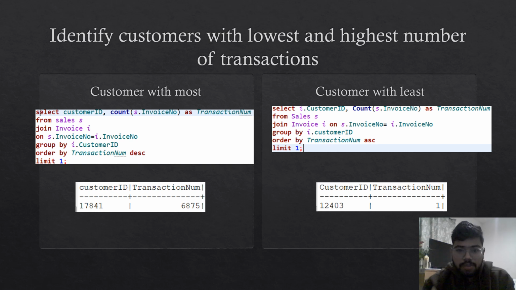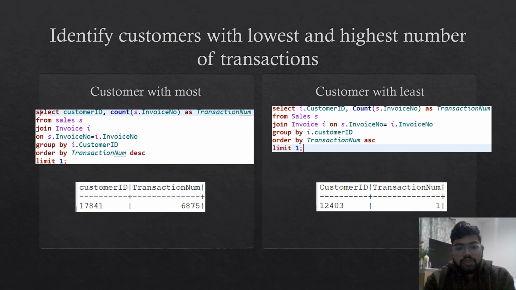So let's keep it as a transaction number so that it's easy to understand. And from the sales table invoice number, we are joining the invoice table and sales table using invoice number as a foreign key. So we are grouping it by each customer because we need to know the customer with the highest and least number of transactions. For the customer with the most transactions, we have ordered by transaction number in descending order, because we can get the count of invoice number, how many times the customer had made transactions.